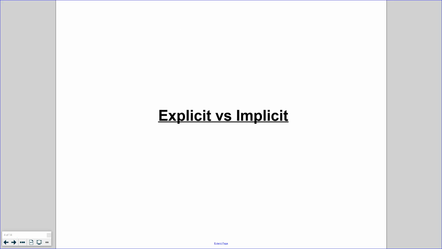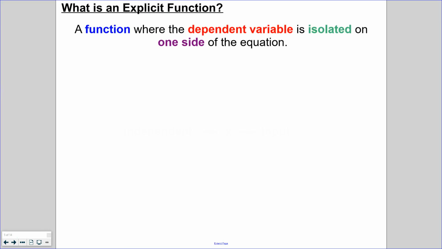So, next up, we need to dive in and talk about what is an implicit versus what is an explicit function. Fortunately for us, we've been working with explicit functions for most of our mathematical journey, because an explicit function is just a function where the dependent variable is isolated on one side of an equation. So for example, an explicit function we've been working with is y is equal to x squared plus x minus 2. This is an example of an explicit function. We have the dependent variable y isolated on one side of the equation.